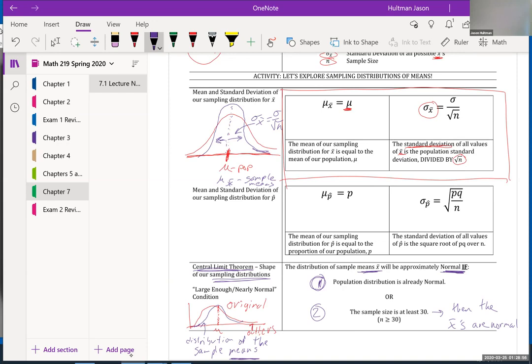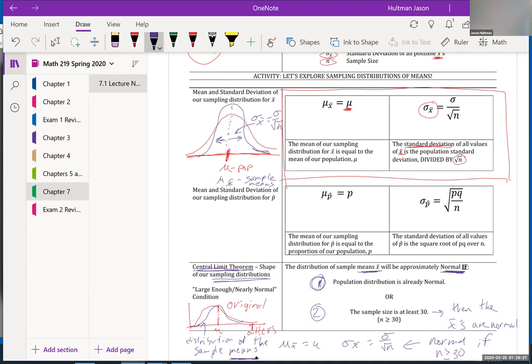For the sample mean, mu of x bar is equal to mu, that's the original population mean. And the standard deviation of x bar is equal to the original standard deviation over the square root of n. And then this is normal if n is greater than or equal to 30, or if we already knew that the population was normal. Okay, so let's see how this works in practice.